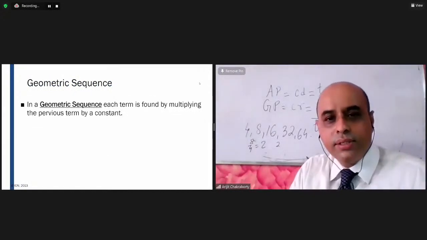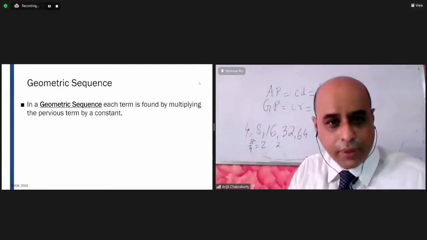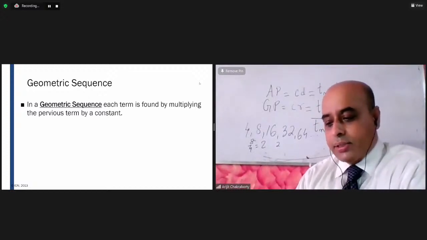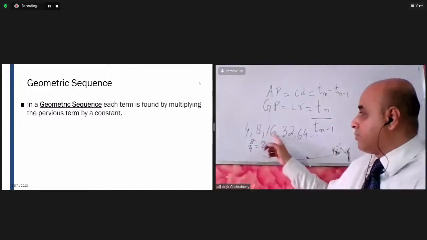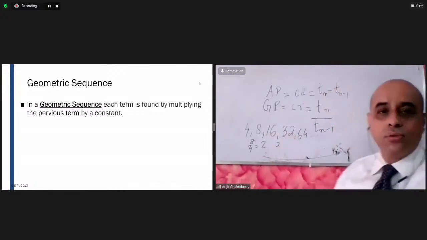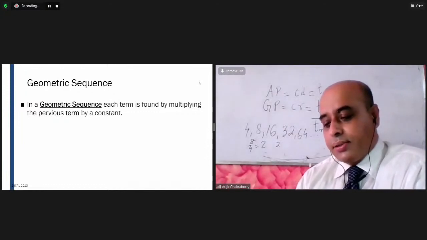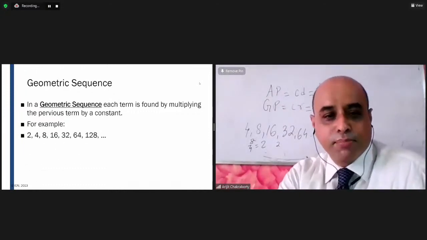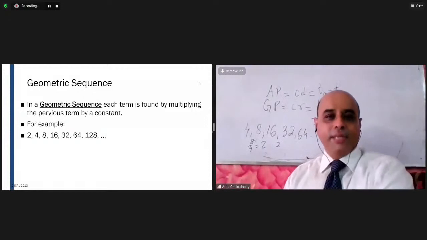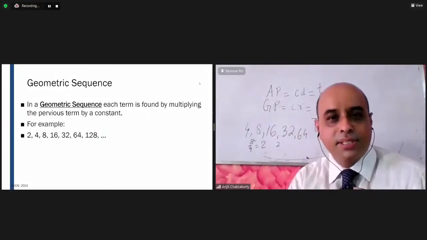Now we will look at the definition. In a geometric sequence, each term we get by multiplying the previous term with a constant, and the constant is nothing but the common ratio. Please remember that 64, for example, is obtained by multiplying the previous 32 by 2. The common ratio is 2. Now let us look at some examples: 2, 4, 8, 16, 32, 64, 128. You can easily see that here the common ratio is 2, and we are multiplying the numbers by 2.